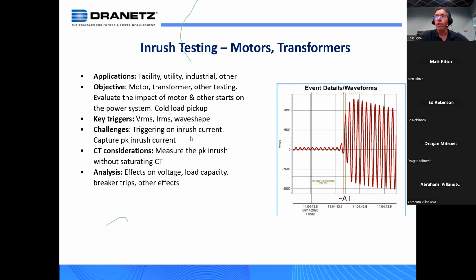Again, the challenge is triggering on that inrush current and being able to capture that peak inrush. And that's where the selection of CTs comes in, because you need to measure its peak and overshoot, but also its steady state when that happens, right? So that's challenging without saturating those CTs. You have to make sure your current probes are up to snuff, and usually flex CTs are the best choice for that. So what the troubleshooter or the operator is looking for: what are the effects on the voltage, the load capacity, breaker trips, things like that.